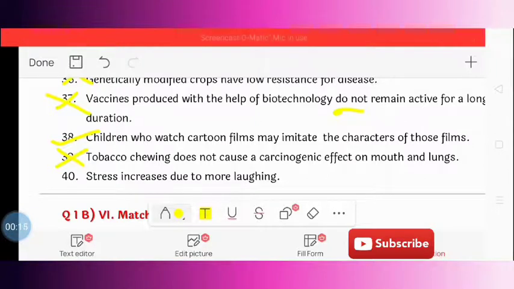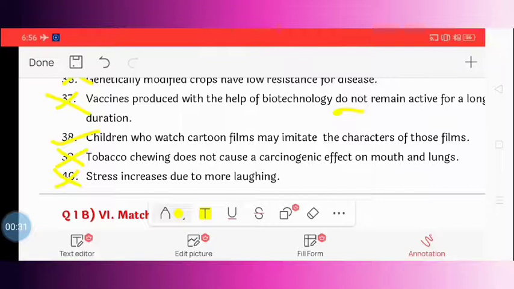The last question of this video is question number 40, that is, stress increases due to more laughing. So this statement is false, because stress decreases due to more laughing. That is why laughter therapies are taken. In this manner, we have completed our total 40 true and false questions, and in our next video we are going to discuss match the following or connect the following.